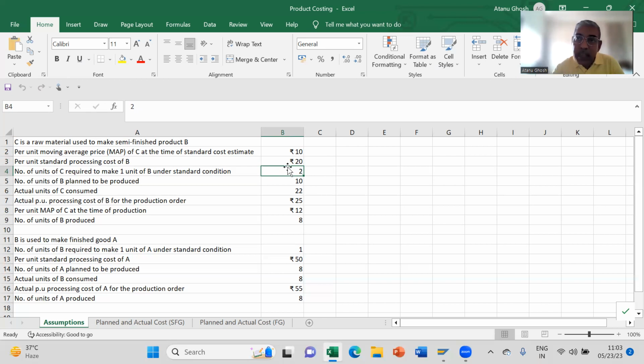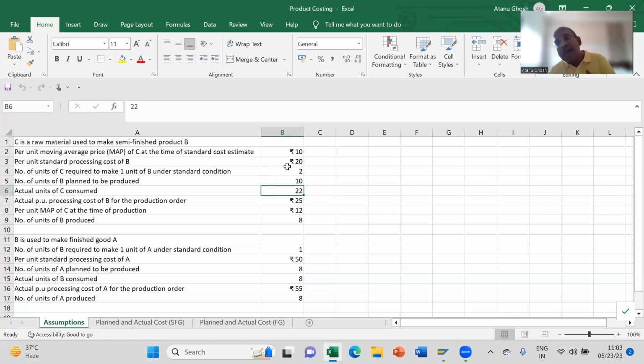Requires 2 units of C for making 1 unit of B under standard conditions. And the number of units of B planned to be made is 10. Remember, it is planned to be made, not actual. Now comes the actual. Under standard conditions, to make 10 units of B, I should have required 20 units of C. But what happened? I consumed 22 units of C.